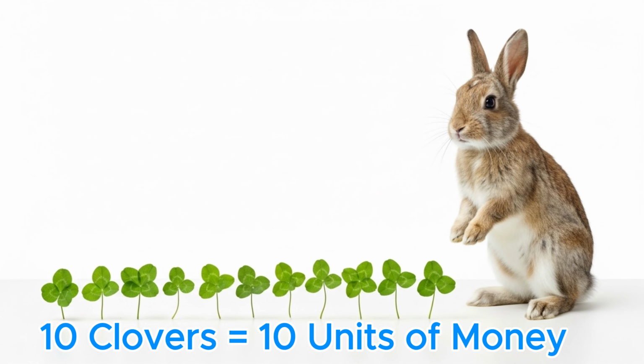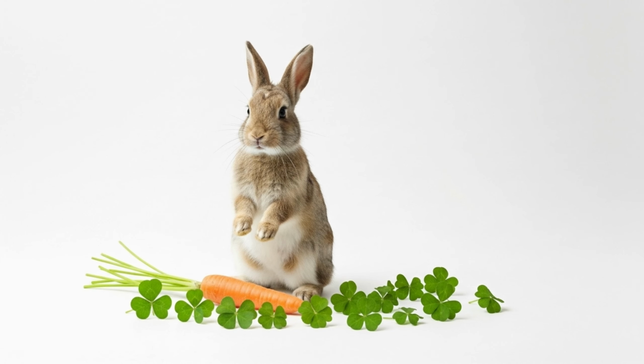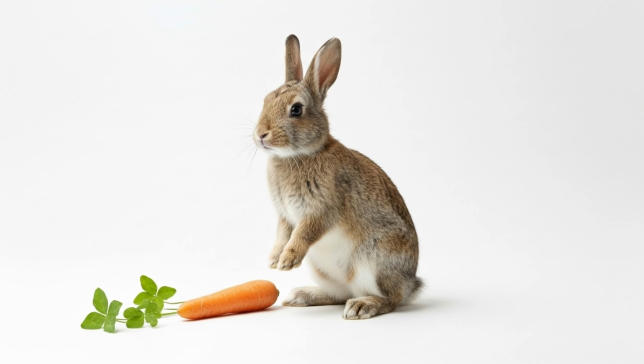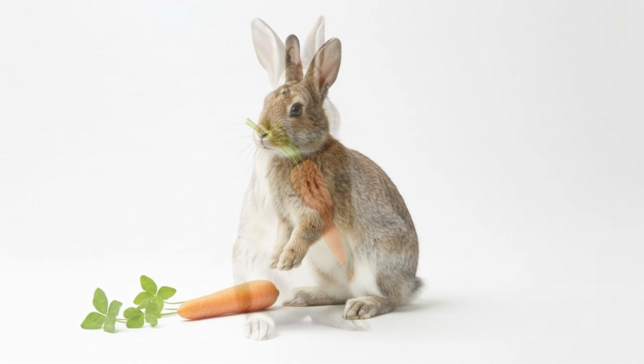10 clovers are placed in a straight line. These represent 10 units of money. 1 carrot sits beside the 10 clovers. The price is 10. The clovers move toward the carrot. Money is being exchanged for an asset. The carrot remains. The clovers are gone. Money has been converted into an asset.